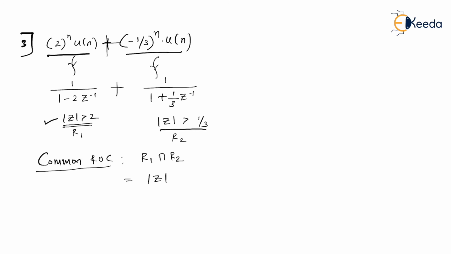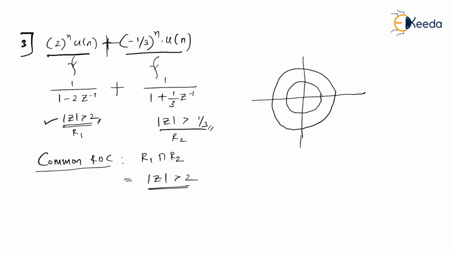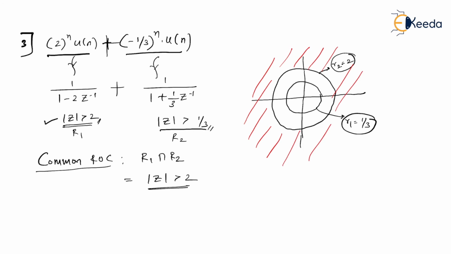In this case, it is mod of z greater than 2, is that right? Here they are talking about two radii. The first has radius equal to 1 by 3. The other has magnitude equal to 2. Am I right? So this has radius equal to 2, and this has radius equal to 1 by 3. So there are two circles over here, and the ROC is mod of z greater than 2, that is, outside the circle z equal to 2. So this is the ROC area.